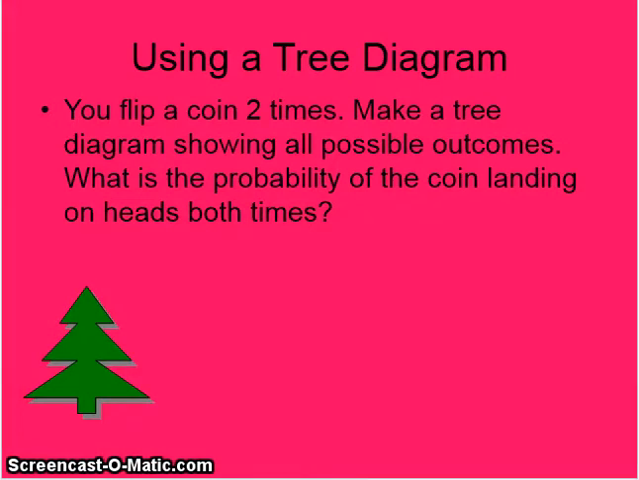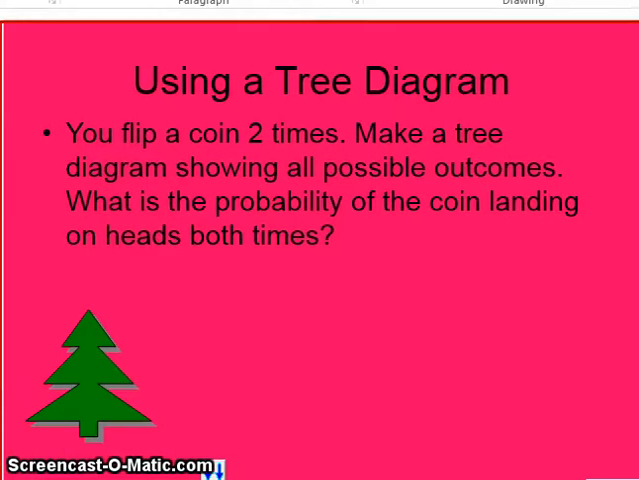Here we're going to use a tree diagram to calculate our probability. It says you flip a coin 2 times. Make a tree diagram showing all possible outcomes. What is the probability of the coin landing on heads both times?